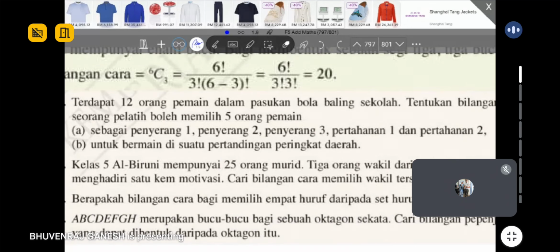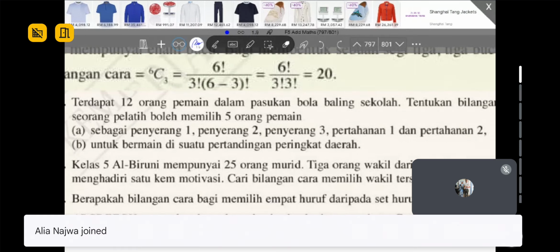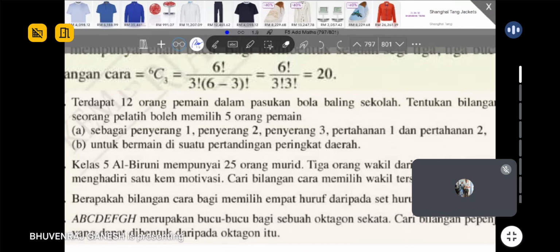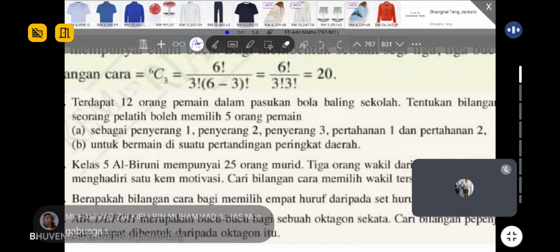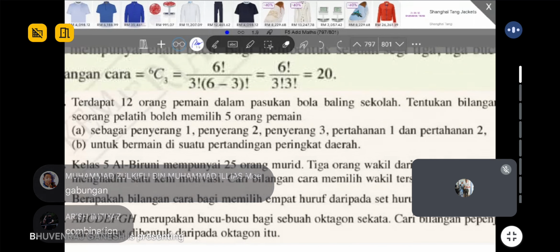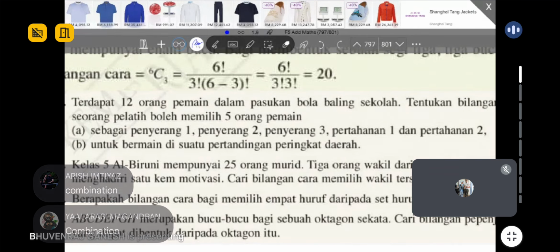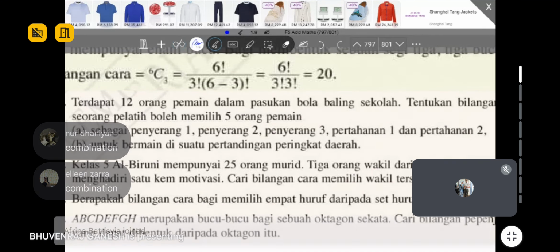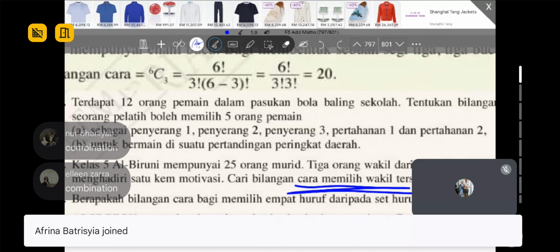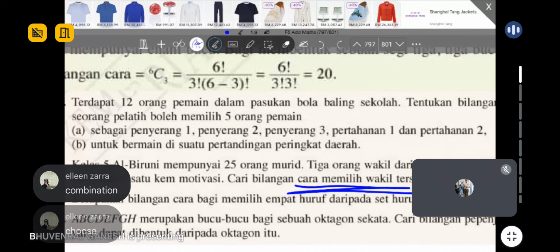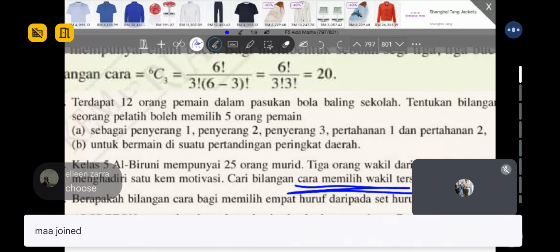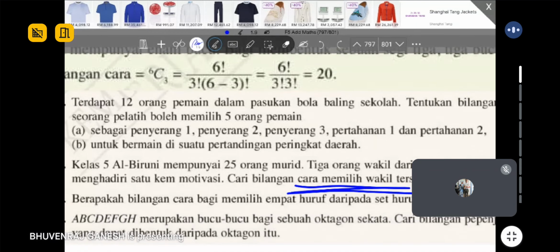This one is quite straightforward. I think you can get the correct concept. So anyone? Soalan nombor 2. Pilihan atau gabungan? Yes, gabungan. Very good. Combination. The keyword is the number of ways to select. Bilangan cara memilih. Okay? So you just do 25C3.